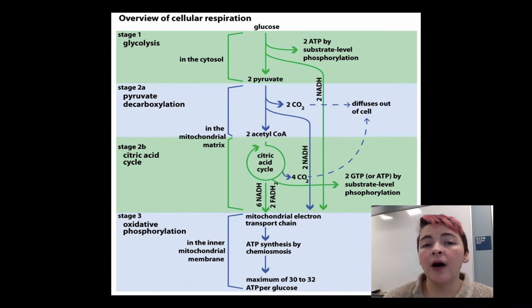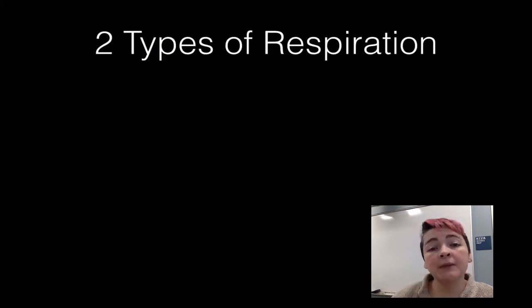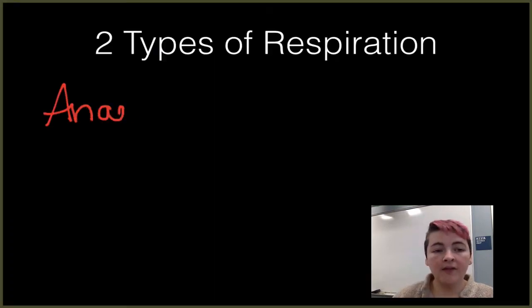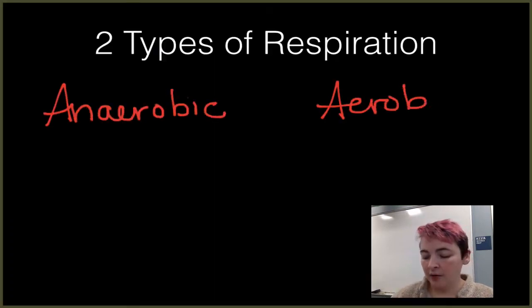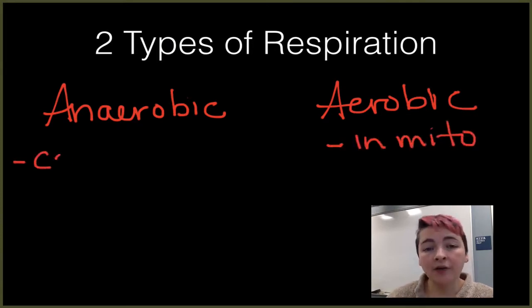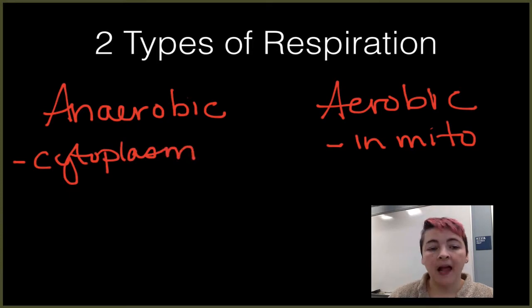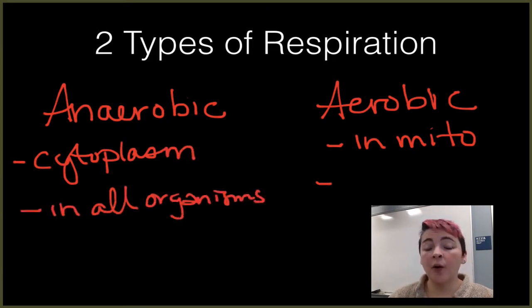This is the overview of aerobic respiration. There are several steps that the cell goes through in order to take glucose and make it into usable ATP. We have two types of respiration: anaerobic and aerobic. Aerobic occurs in the mitochondria, mostly. Anaerobic occurs in the cytoplasm. Anaerobic occurs in all organisms, and aerobic only occurs in some. Aerobic respiration is mostly in eukaryotic cells.